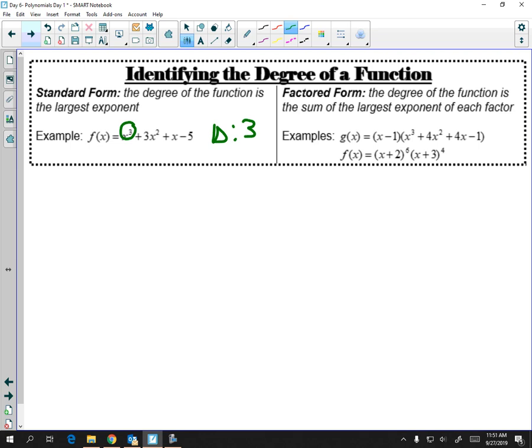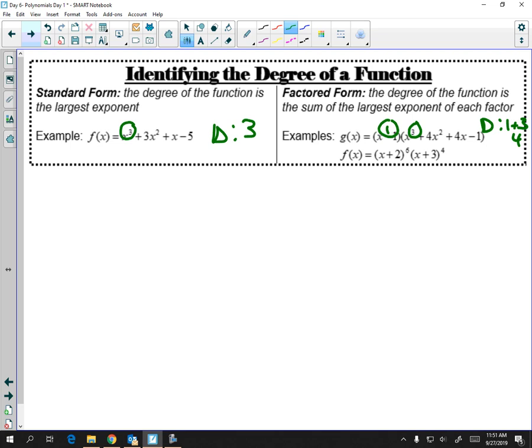You're going to find the largest exponent in each set of parentheses. In my first set of parentheses, my largest exponent is 1. In my second set of parentheses, my largest exponent is 3. So my degree is 1 plus 3. This is a degree 4 equation.